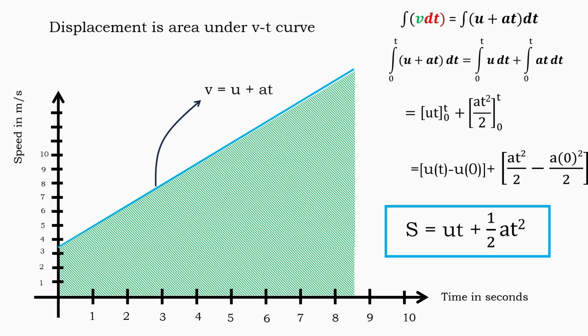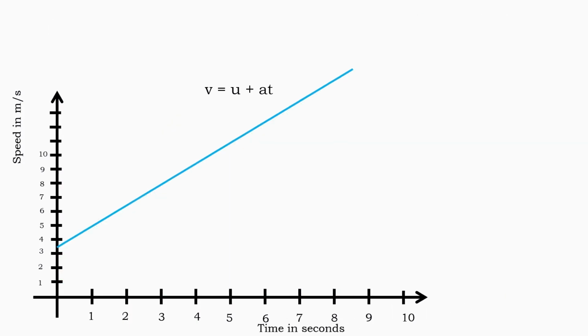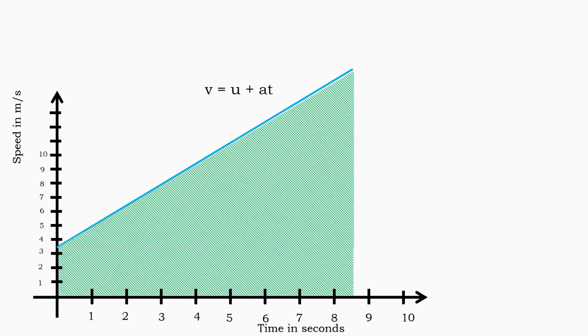But we can also derive the same equation without using heavy mathematics. Look carefully at the velocity time graph. The area under the graph forms a trapezium. The two parallel sides are u and v, and the distance between them is t.